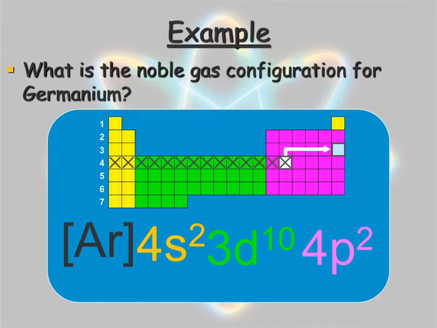Okay, so here is an example. Germanium is located right there. Basically, go up and all the way over. So this noble gas is argon. So we put argon in brackets, and then we just pick up after that. So after that, we go to 4s2, 3d10, 4p2.